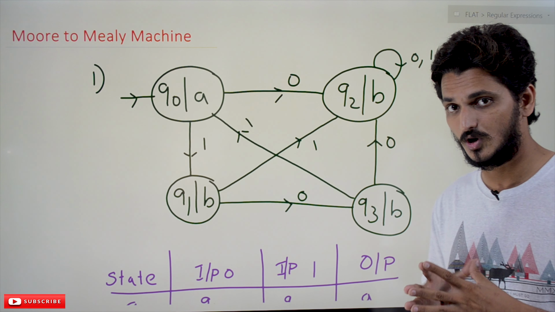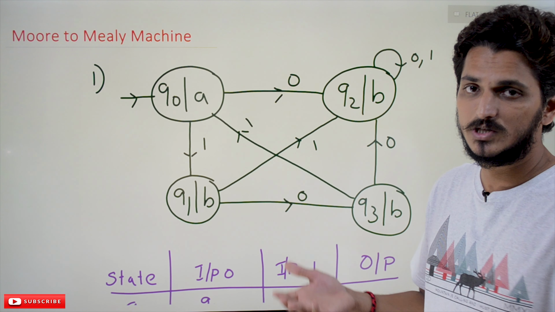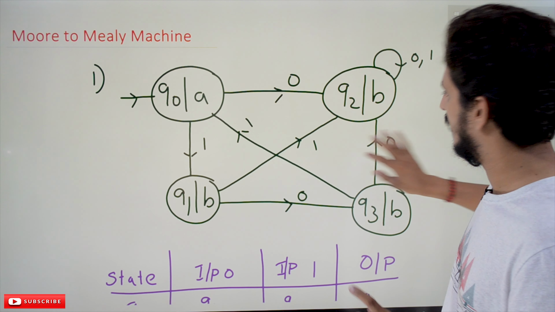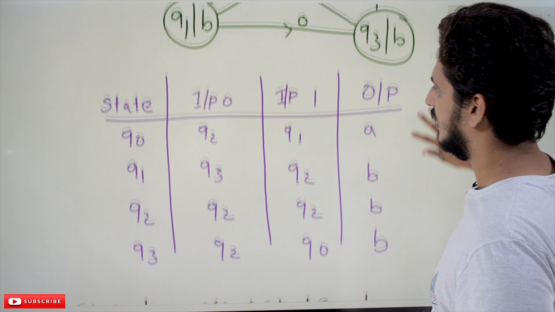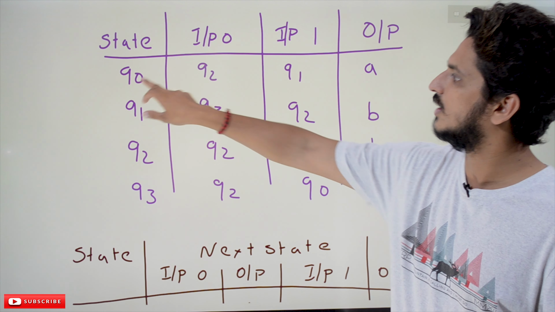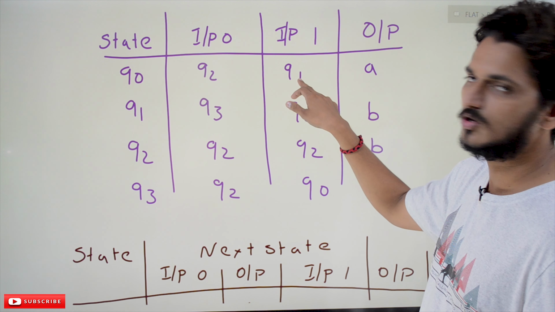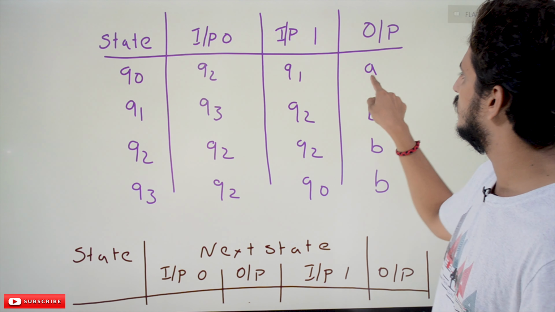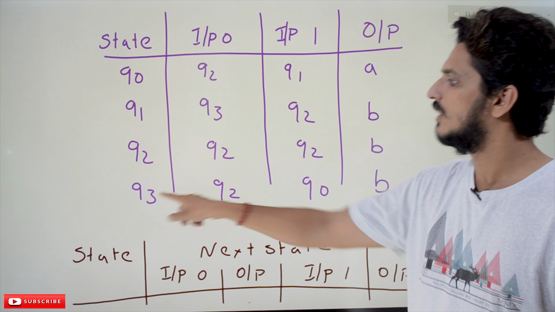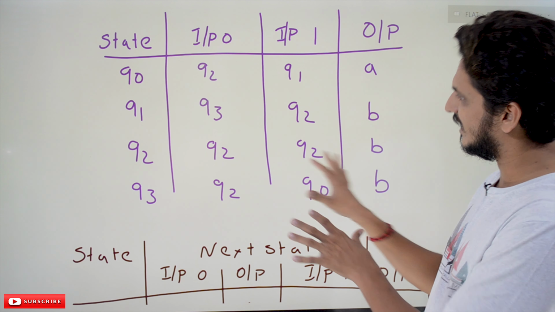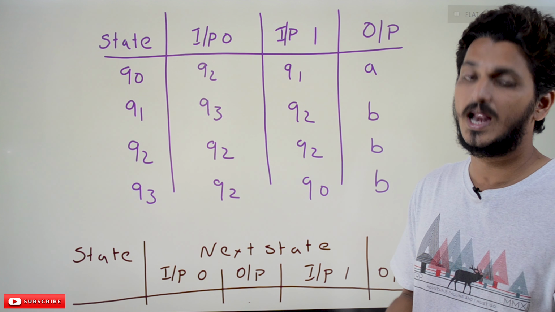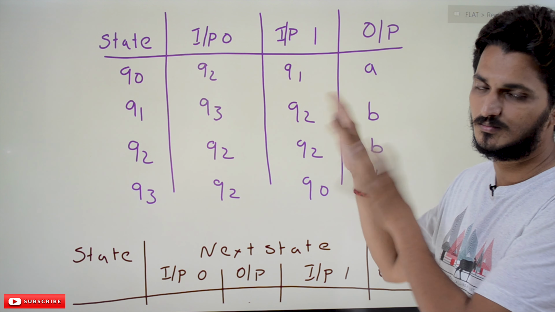Now what's the first step you have to do in order to convert the Moore machine to Mealy machine? We have to write the transition table for our diagram. This is our transition table. On state Q0, if you see the input symbol 0, we are moving to Q2. On state Q0, if you see the input symbol 1, we are moving to Q1. On state Q0, we are going to display A. On state Q1, we display B. On state Q2, we display B. On state Q3, we display B. Writing this transition table, we already know from our basic classes on Finite Automata. That's why we are not stressing much on this.